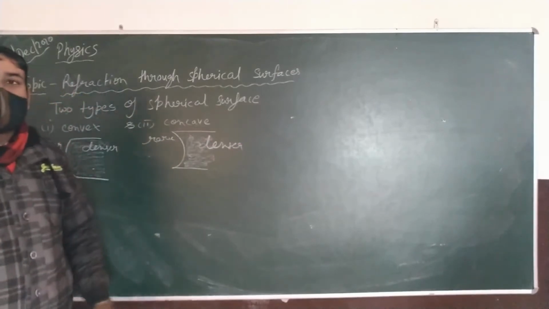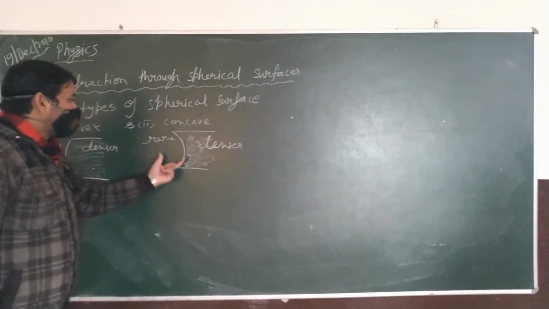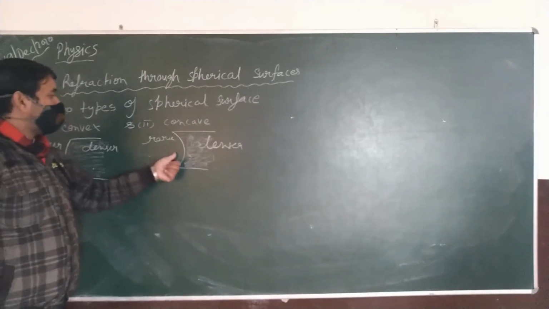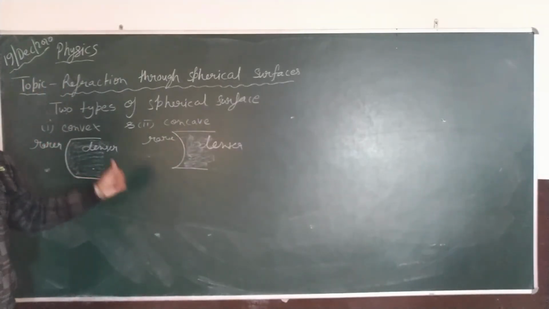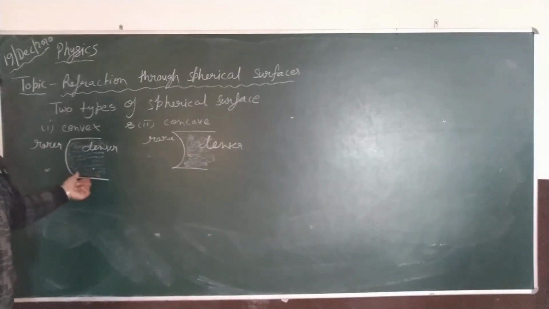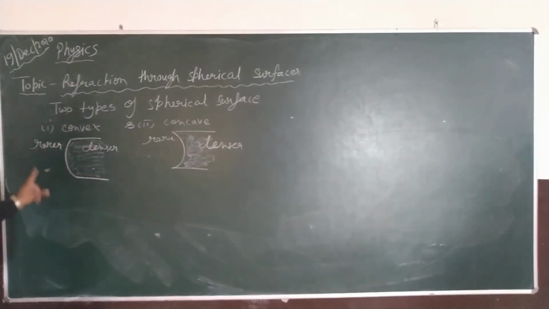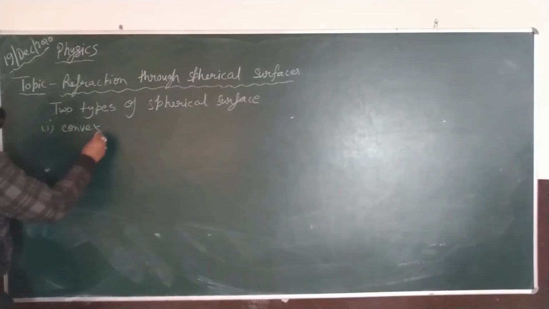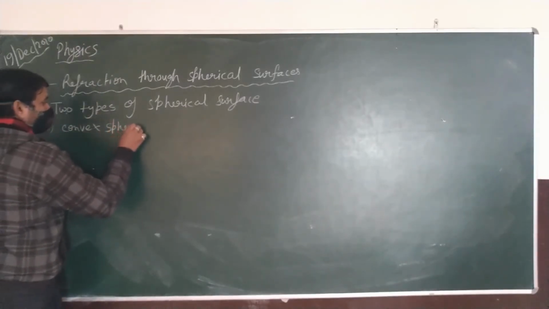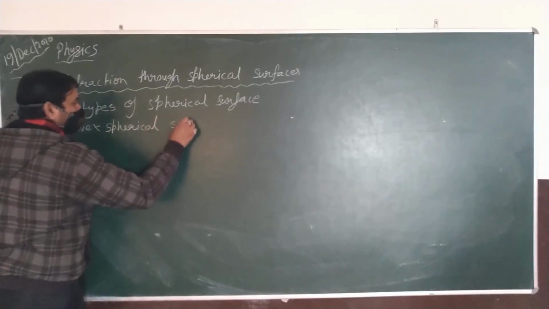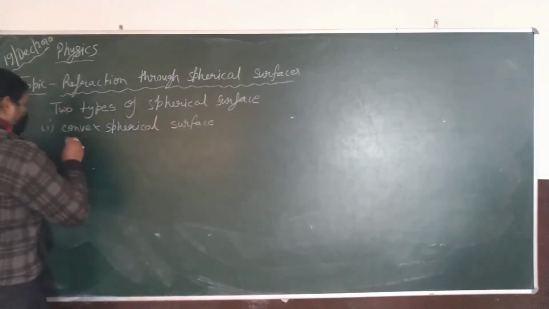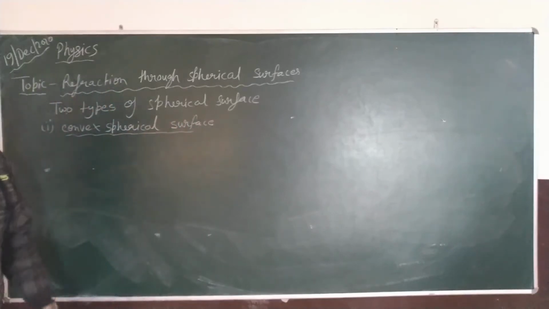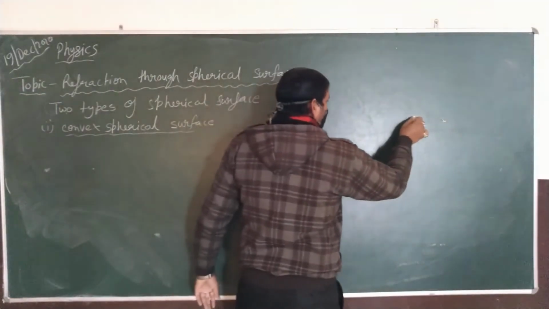Now we will relate the center of curvature of the spherical surface with the refractive index of the two media. For relating it, for the first case, convex spherical surface. Suppose we have a convex spherical surface.